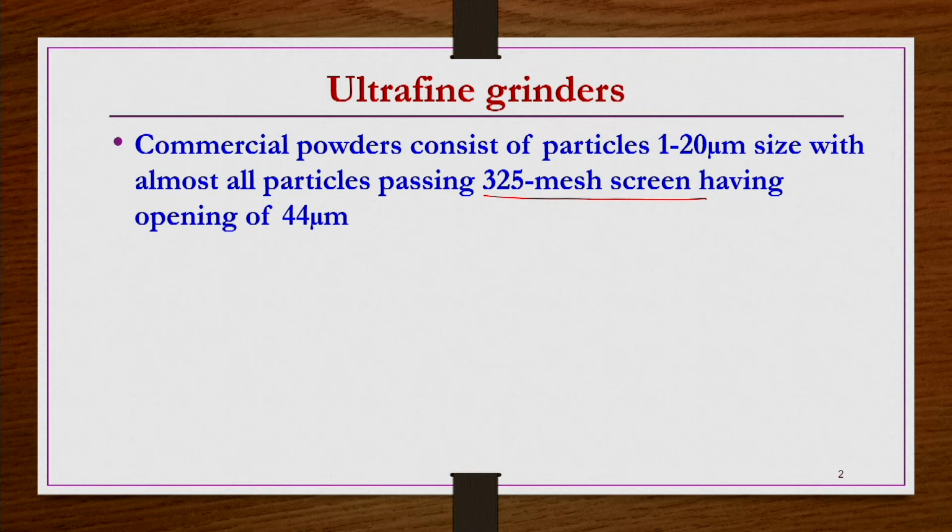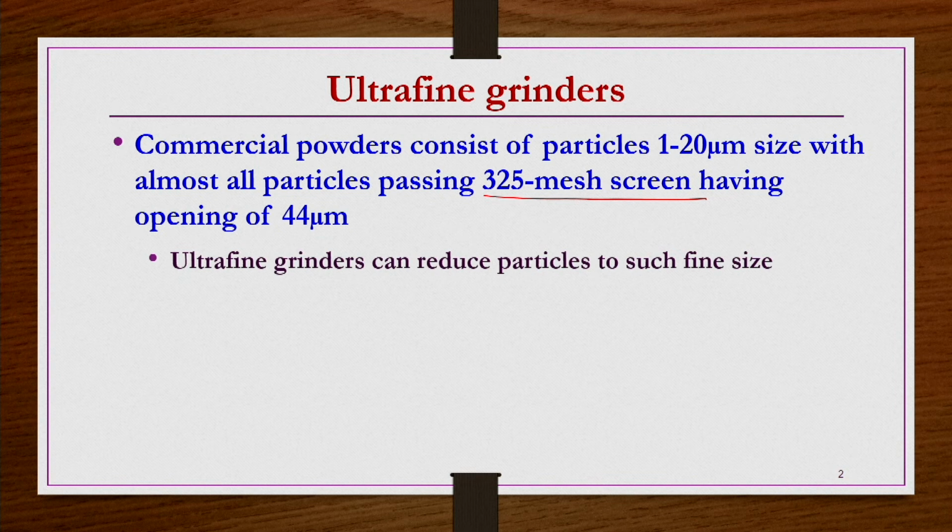So, in many commercial powders you need finer particles of size 1 to 20 microns average size, whereas almost all particles pass through a 325 mesh screen having an opening of 44 microns. If you want such fine particles, it is better to go for ultrafine grinders. Indeed, ultrafine grinders can reduce particles to such a fine size.